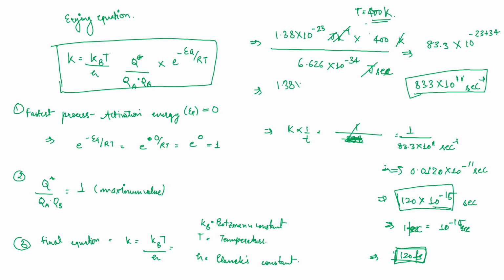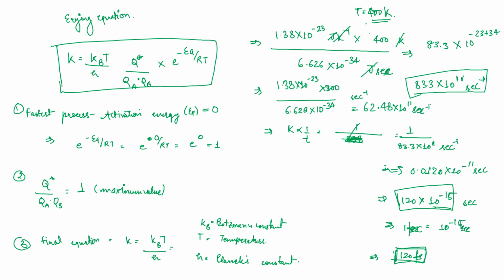We'll just do 1.38 into 10 to the power minus 23 into 300 whole upon 6.626 into 10 to the power minus 34. The total unit for whole is second inverse. Solving all the problems, the answer would be 62.48 into 10 to the power 11 second inverse.